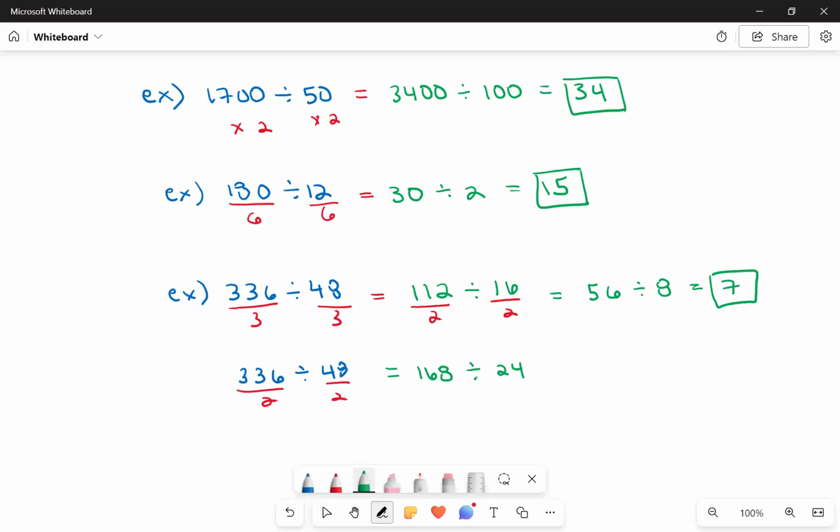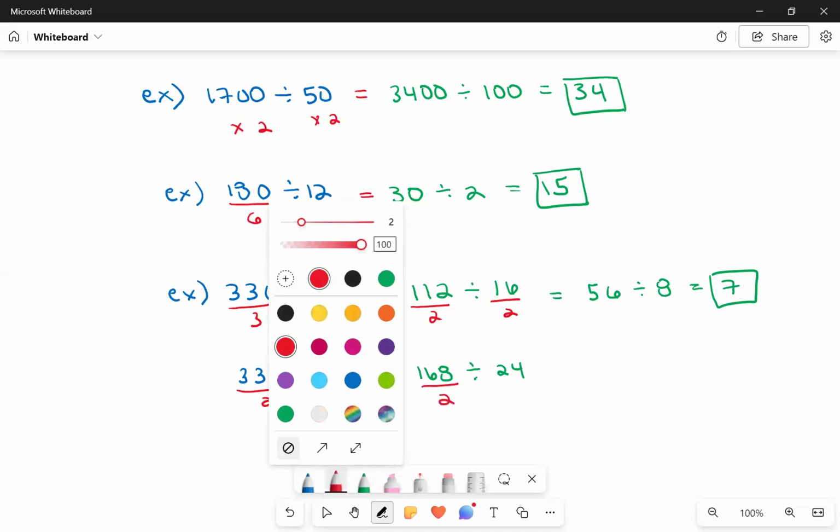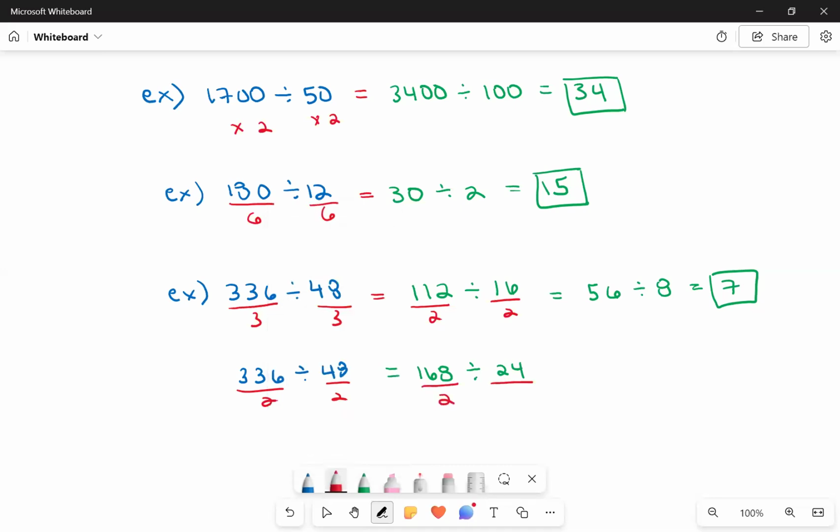And then if I were to divide it again by 2, well, I could do it in my head. I just have to do the long division version. Divided by 2 again. And then this time, let's see. That's going to give me 84 divided by 12. And I happen to know that one of my multiplication table friends there, that's 7, which matches the one we got above.